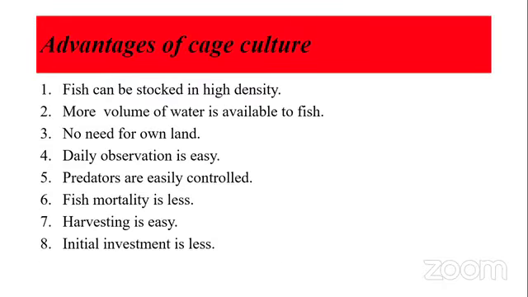Now, what are the different advantages of cage? Fish can be stocked at high density, more volume of water is available to fishes, and there is no need for own land. Daily observation is easy, as you can walk and just observe the fishes by using hand nets. Predators are easily controlled because we keep two nets hanging in the cage, one is the protection net and one is the rearing net. So predation is controlled. Fish mortality is less. Harvesting is easy, but maintenance should be there. Initial investment is less.